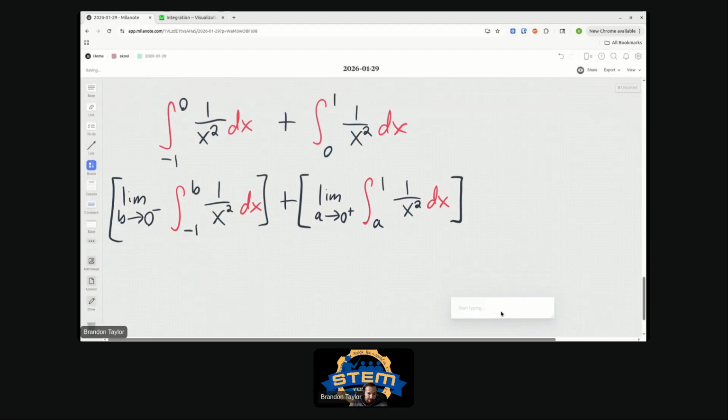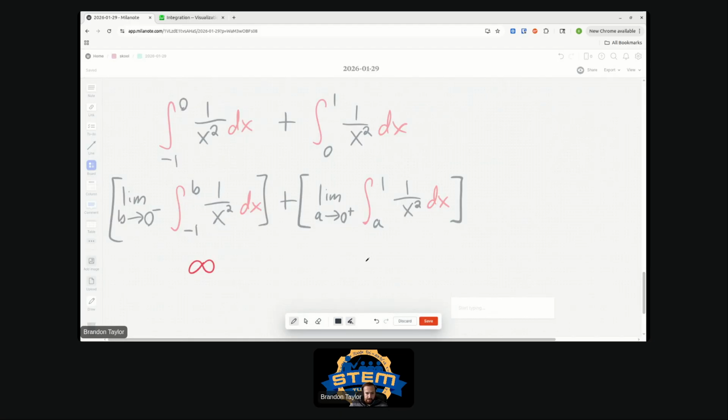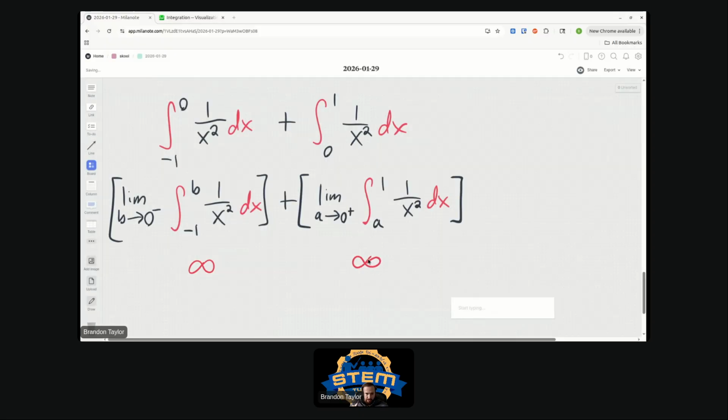And then we basically already did these problems above. We know they're both infinity. If even one of them is infinity, if one of them converges to a finite number, but the other goes to infinity, the whole thing's infinity. So diverge.